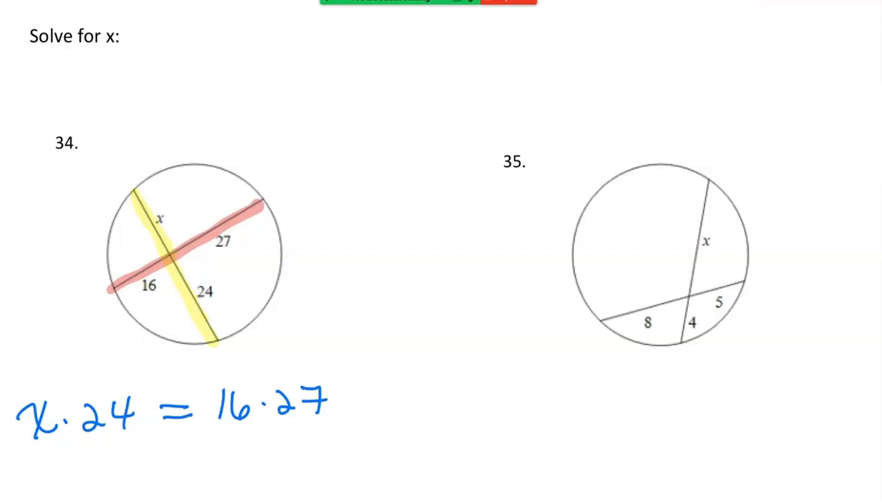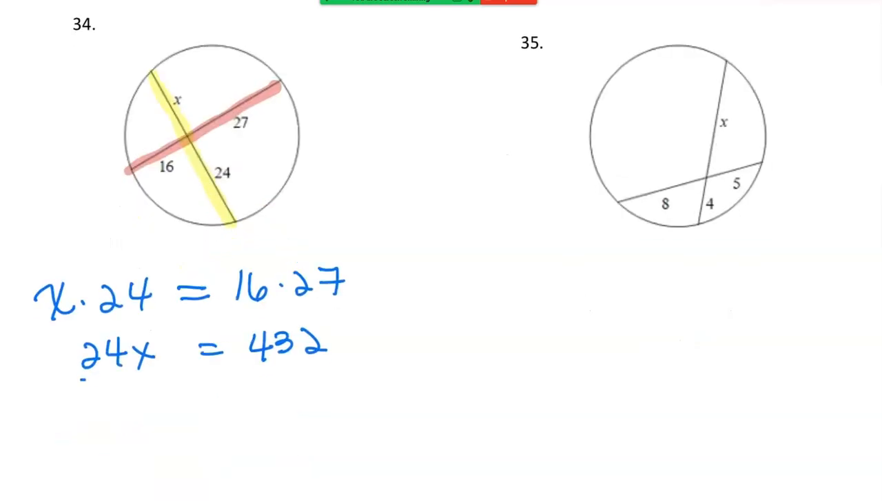On the right-hand side, you would get 432. That now equals, I'm going to just change the order, 24x. Divide by 24. Divide by 24. And you should be getting x is 18.